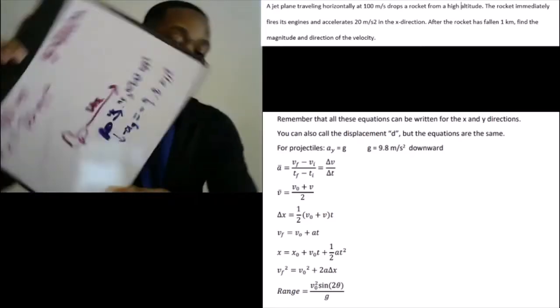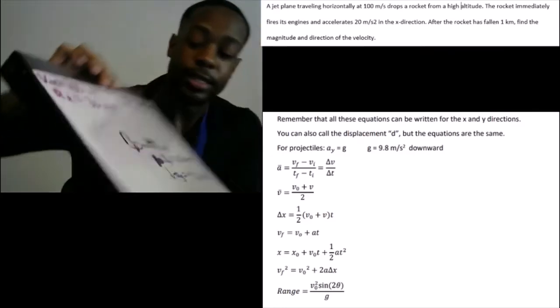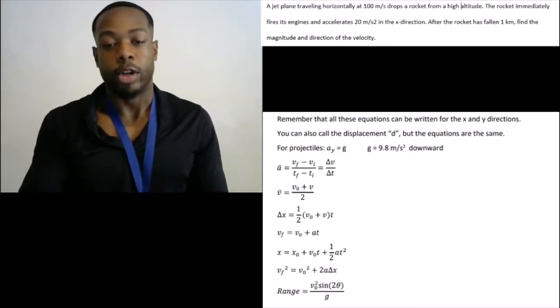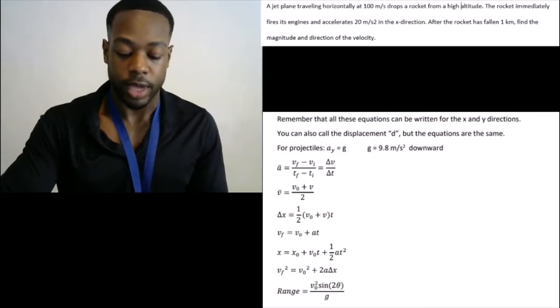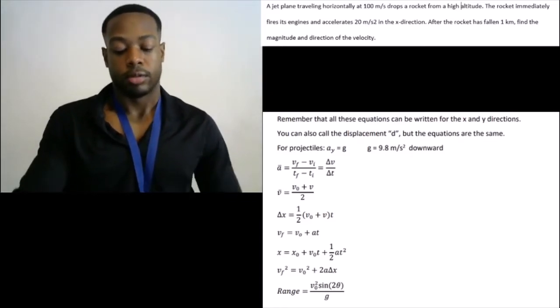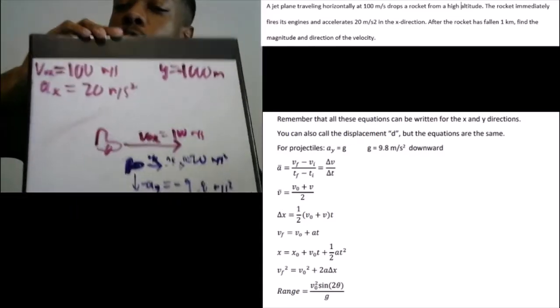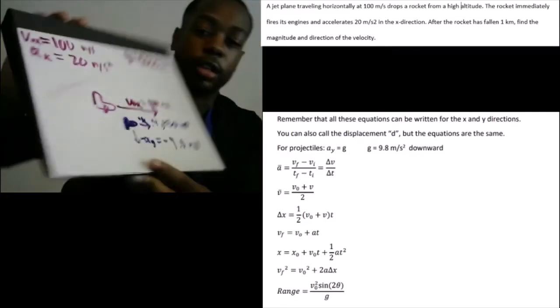So I'll show you that I wrote both of those. I wrote both the accelerations. The velocity is going to keep that 100 meters per second. It's not just going to lose the velocity because it comes out of the plane. So we've got velocity equals 100 meters per second. Right, got all that, and we want to know the magnitude and the direction of the rocket.